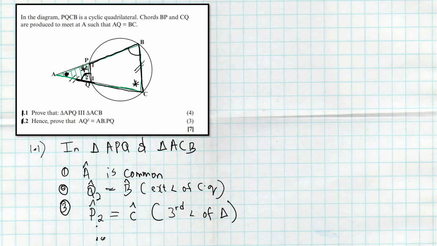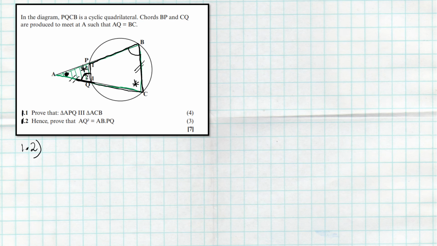So therefore you can conclude that triangle APQ is similar, this is the symbol for similar, to triangle ACB by what? By angles. That is your reason. So you have proven similarity between the two.